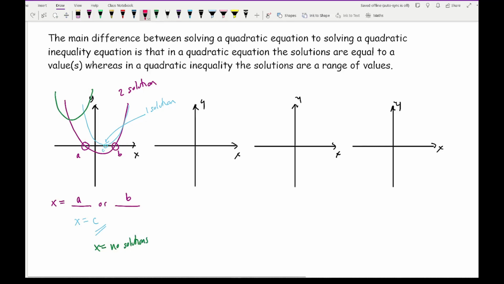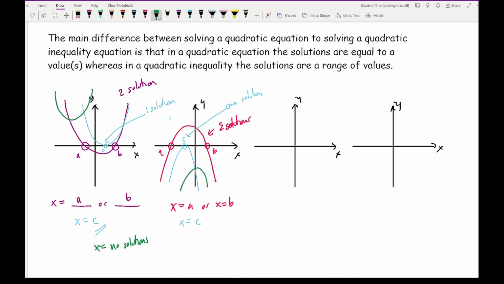And the same kind of applies when we've got negative parabolas. So again, we could have two solutions. We can write it, in which we've got x equals a and b. Or we could have one solution, in which our answer would look like x equals c, and we can also have no solutions where it doesn't cross the x-axis. So here we've got equals when we've got a normal quadratic equation.